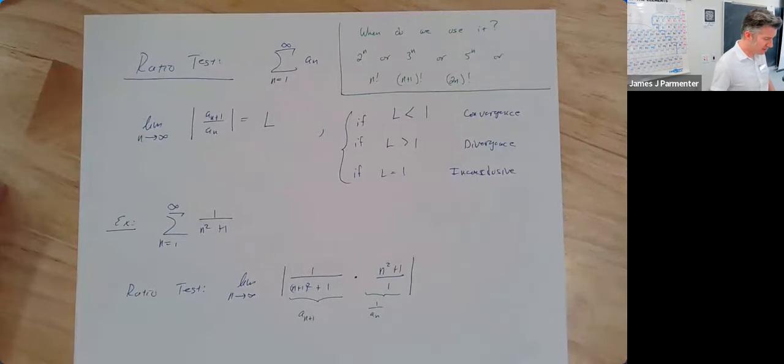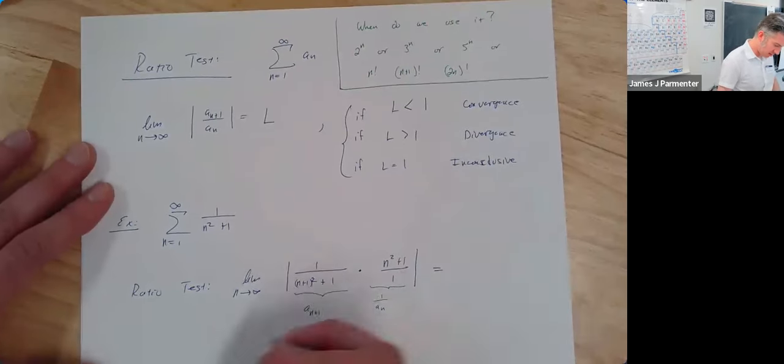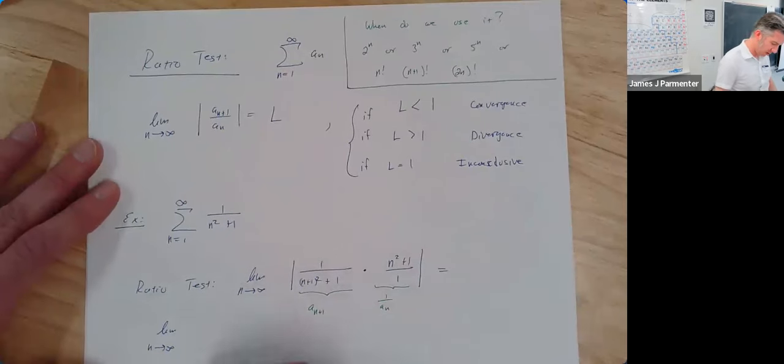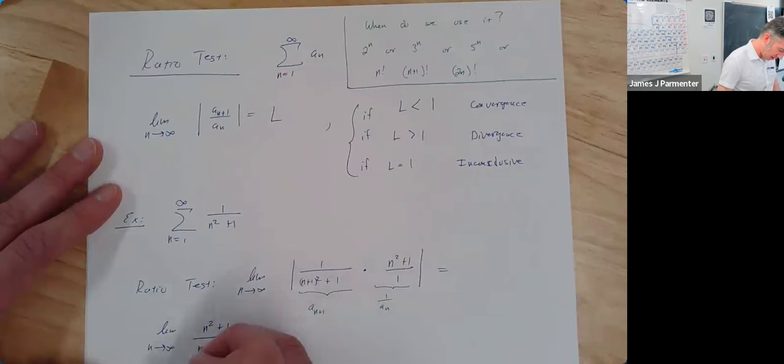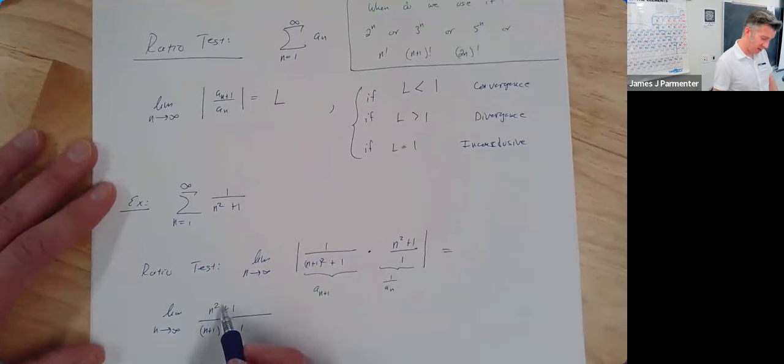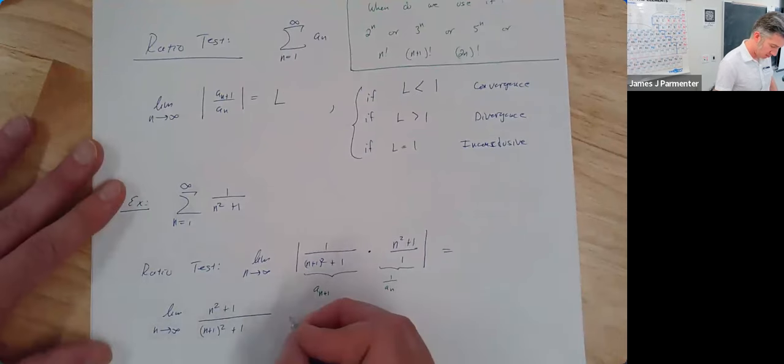Okay, but then look what happens when we simplify this. This becomes the limit as n goes to infinity. I actually don't really want to multiply it out, although I will if you want me to. On top, we just have n squared plus 1. On the bottom, we just have n plus 1 squared plus 1. And highest power on top is n squared, highest power on the bottom is n squared. Coefficients are 1 over 1. That's going to be a limit of 1.